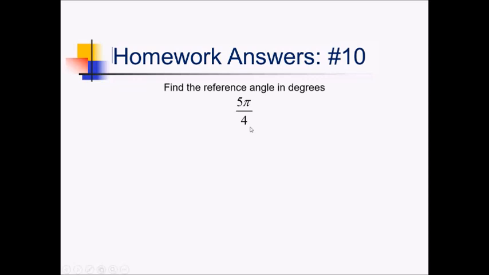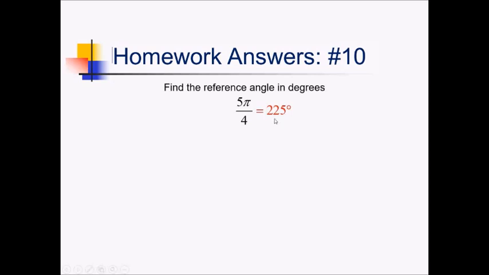To get the reference angle for this one, let's first convert it into degrees by multiplying by 180 over pi. 180 divided by 4 is 45. 5 times 45 is 225 degrees. And I'm asking how far this is from the closest x-axis angle?